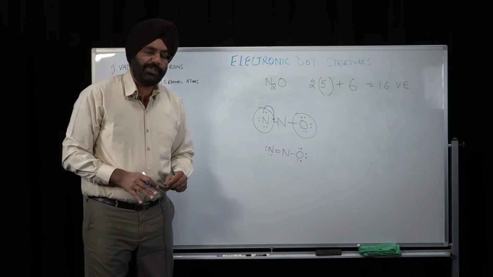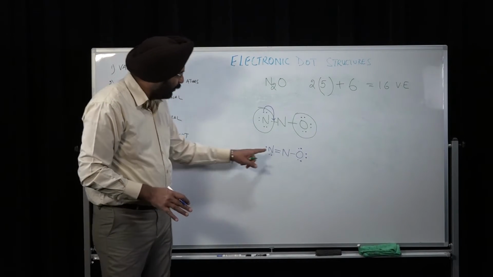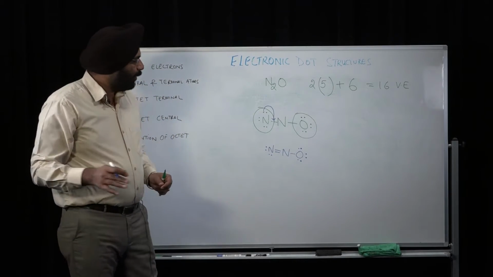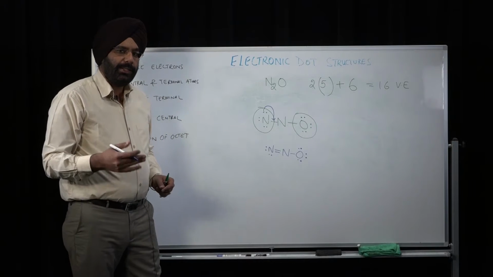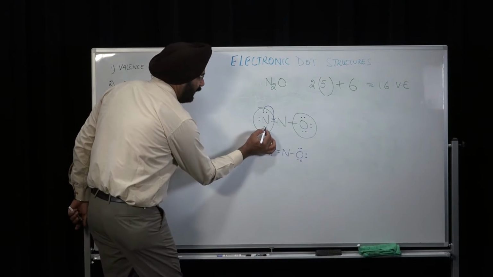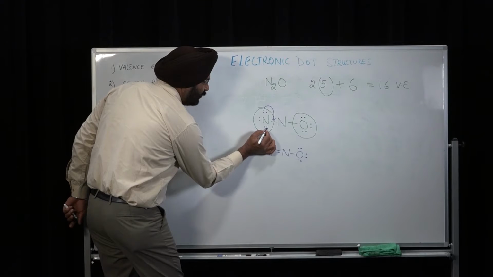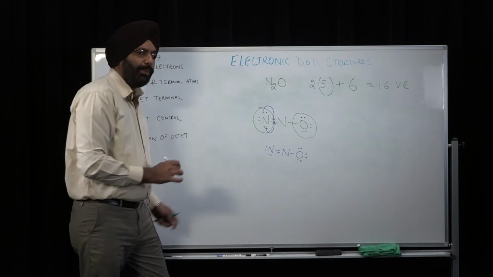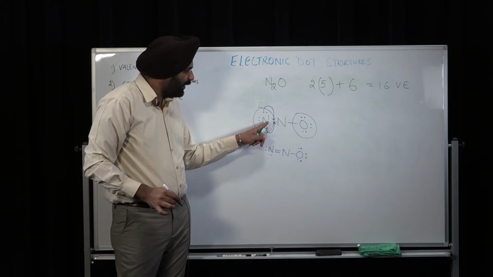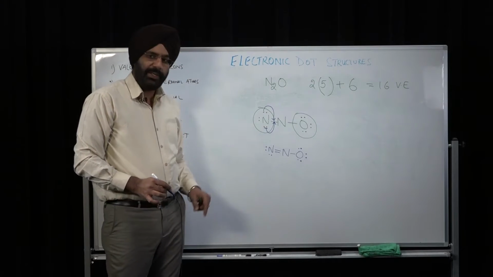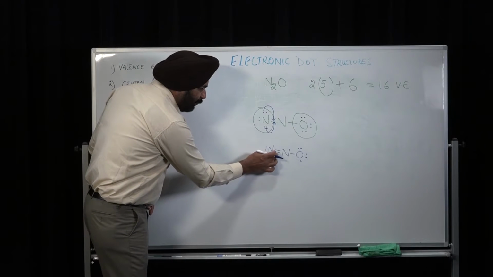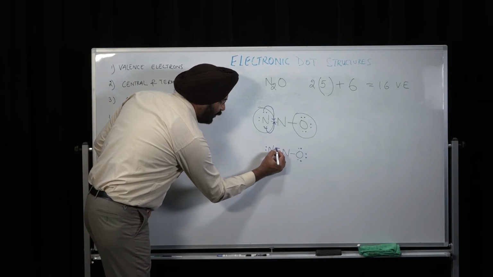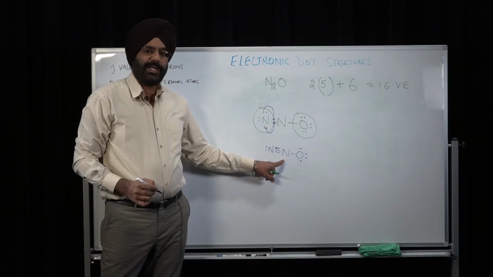Let's see if the octet on the nitrogen atom is complete or not. So it's 4 here and 2 there, 6. The octet is still not complete. So how can I complete this octet? I can do that when this pair of electrons here, which is a lone pair, gets converted into a bond pair and comes in between these 2 nitrogen atoms. So when I do that, I have a triple bond between the nitrogen atoms.